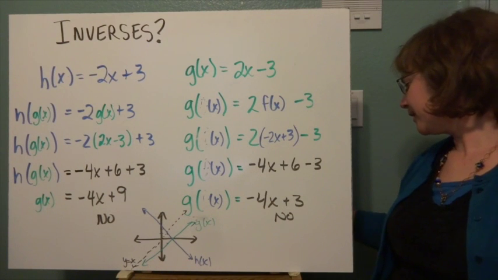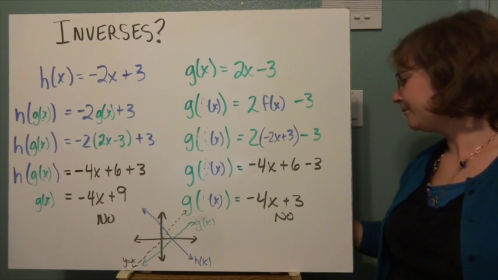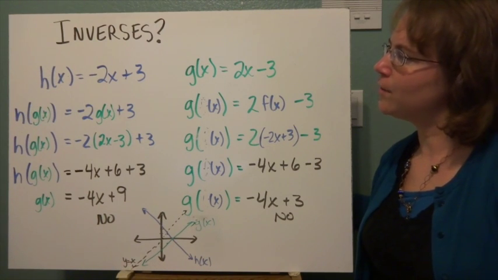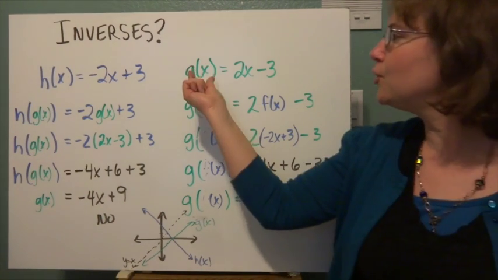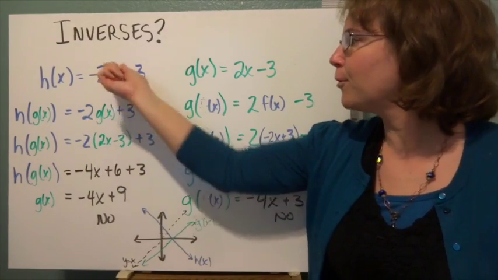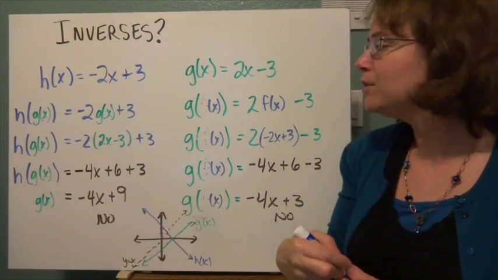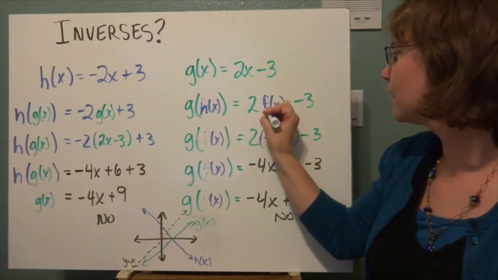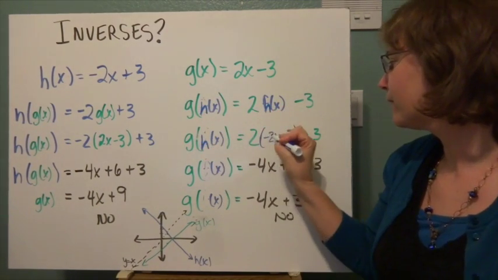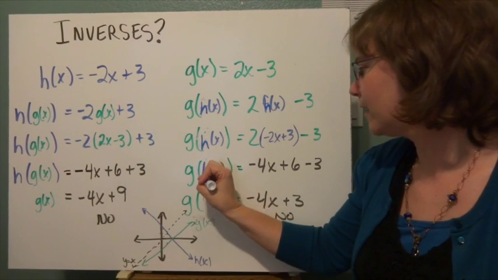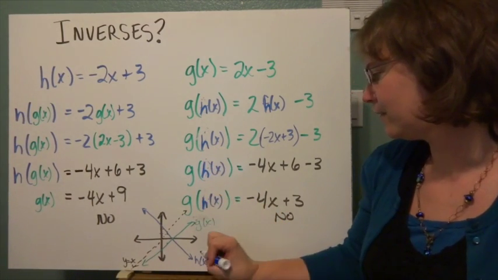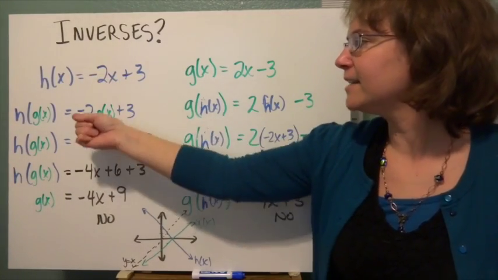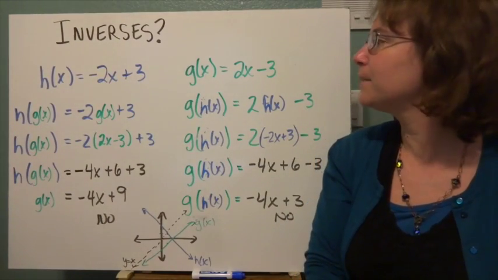So starting over there, let me find a pen and fix that. I have h of x is equal to negative 2x plus 3. I'm going to substitute my g of x in for every x. So I have negative 2 times g of x plus 3.